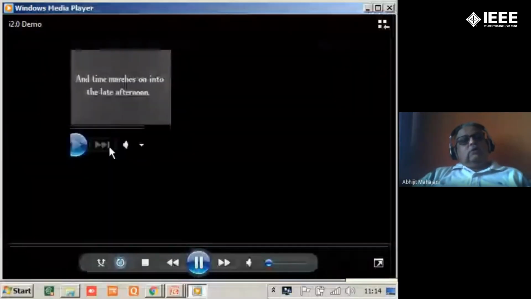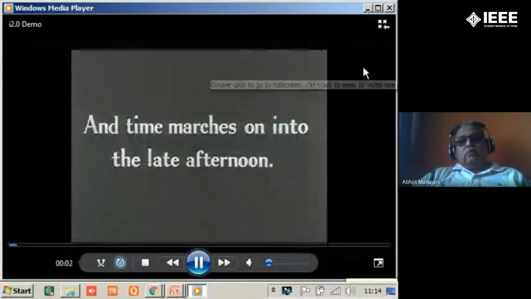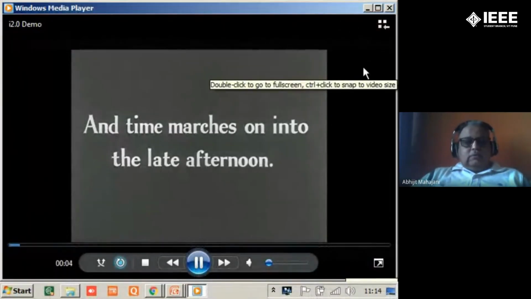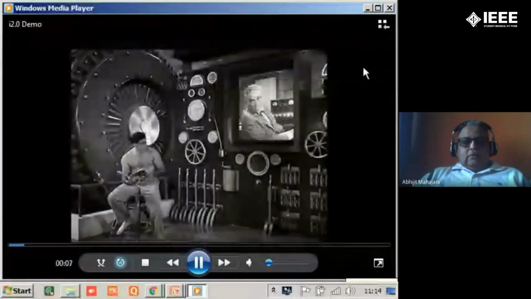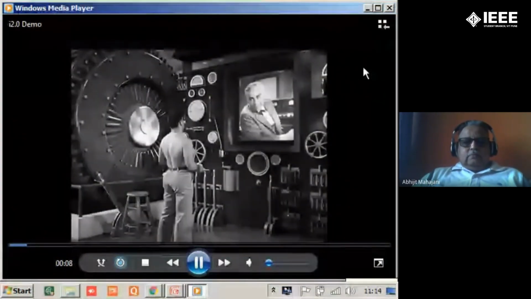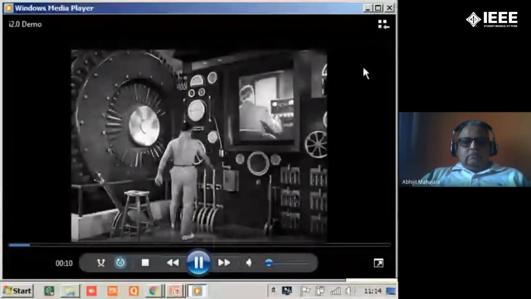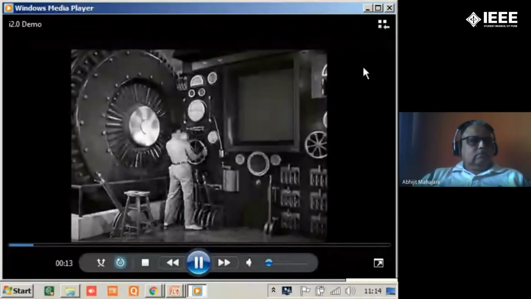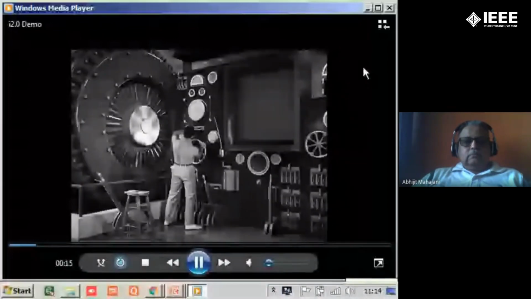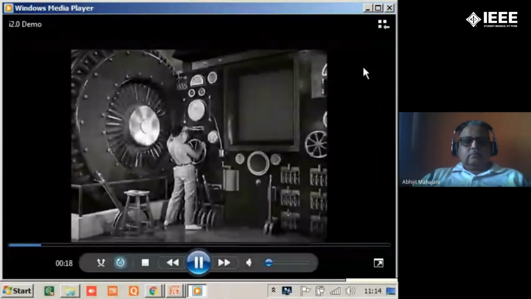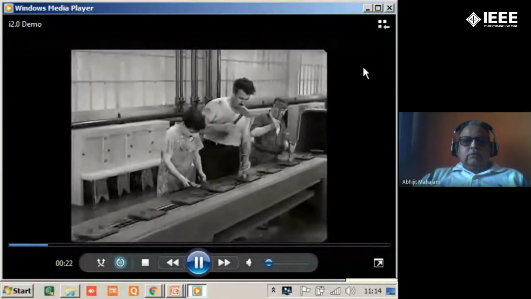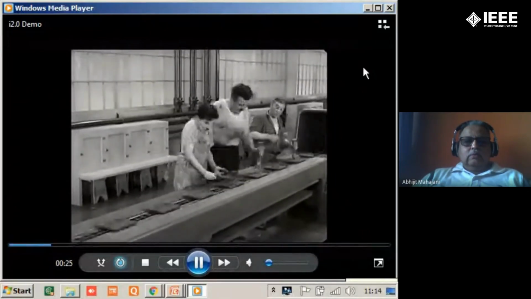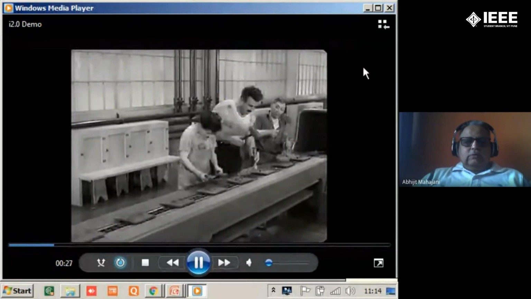Let's enjoy another clip from Charlie Chaplin's Modern Times. This is the conveyor line, and there are people standing around it and doing the job. See what happens.